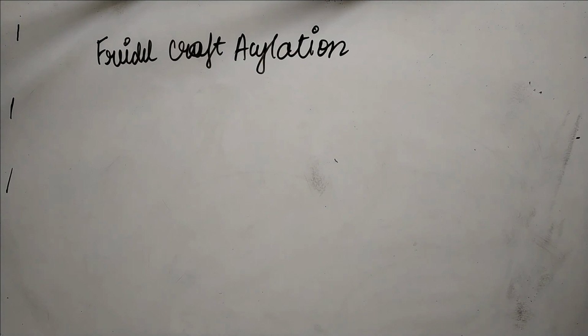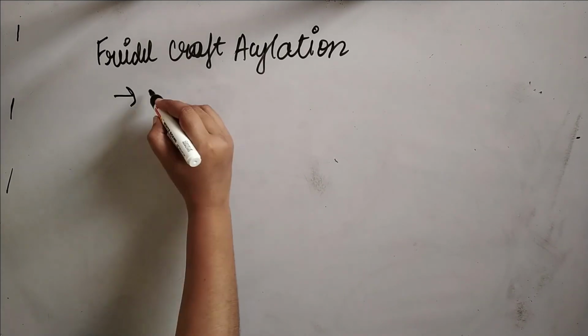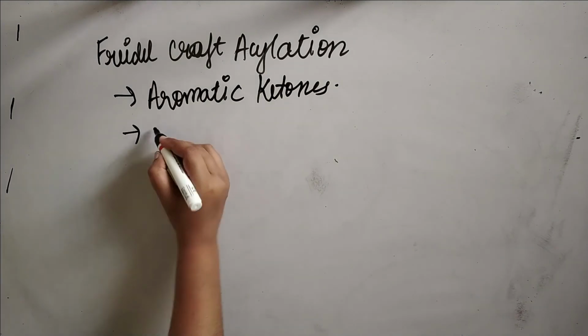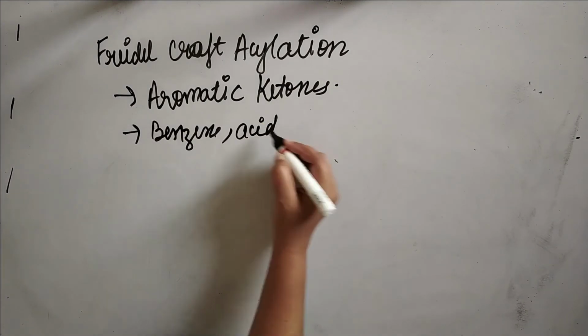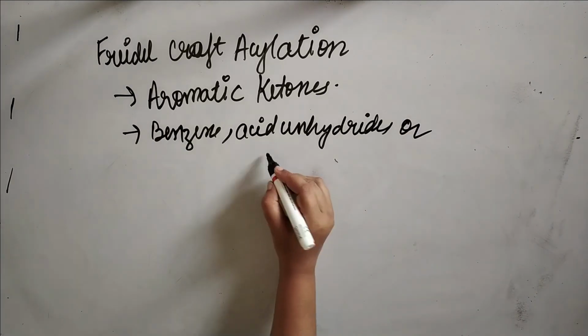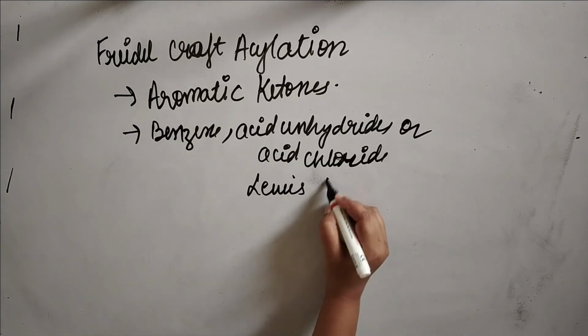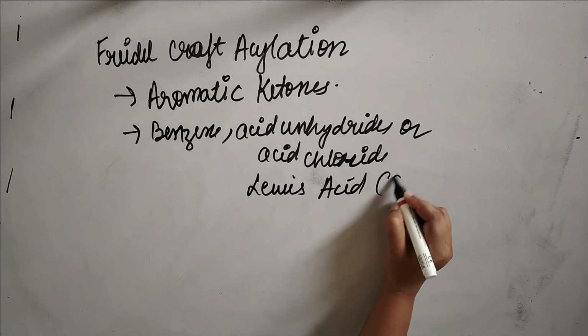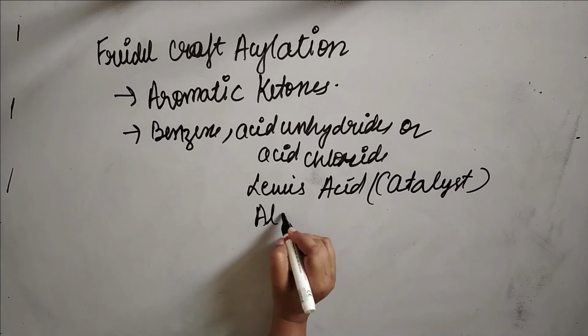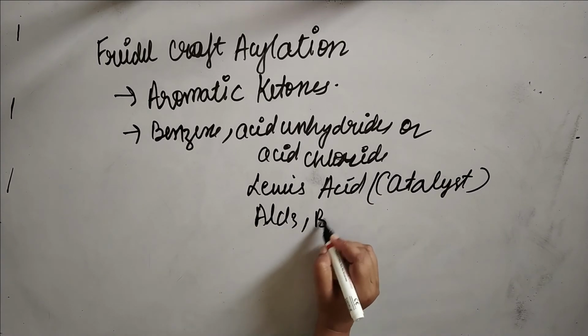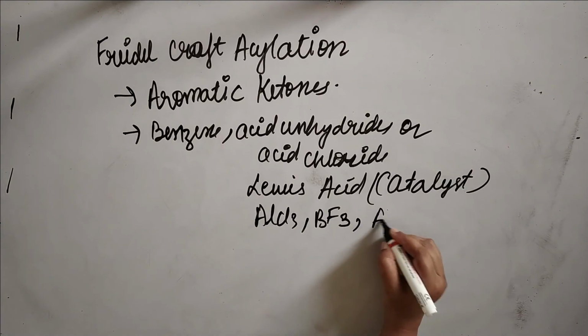The next reaction is the Friedel-Crafts acylation reaction. Generally this reaction is used to introduce an acyl group into the benzene ring. This method is useful for the preparation of aromatic ketones. For this reaction we need benzene, acid anhydrides or acid chloride, and a Lewis acid as a catalyst. Again, examples of Lewis acids are AlCl3, BF3 and FeCl3.